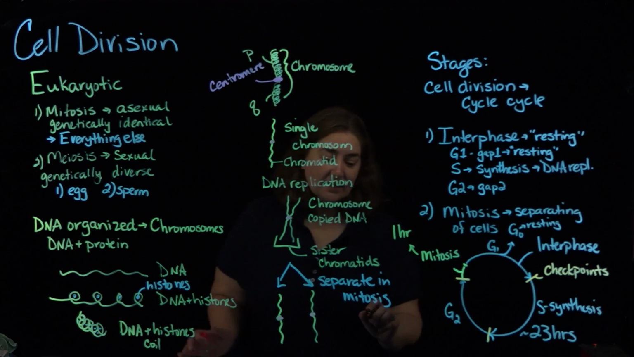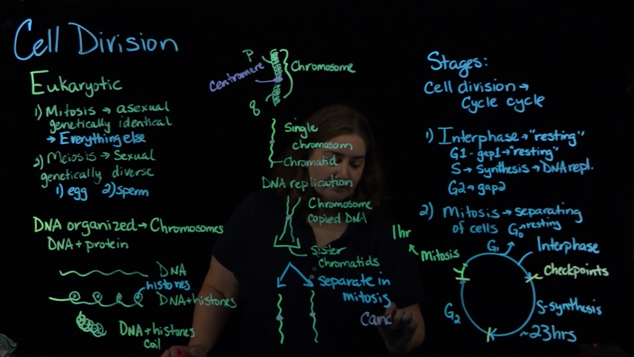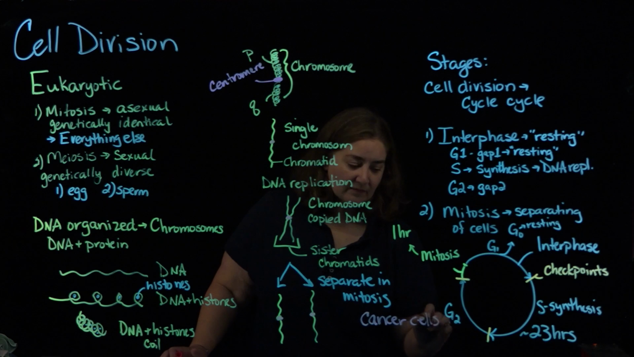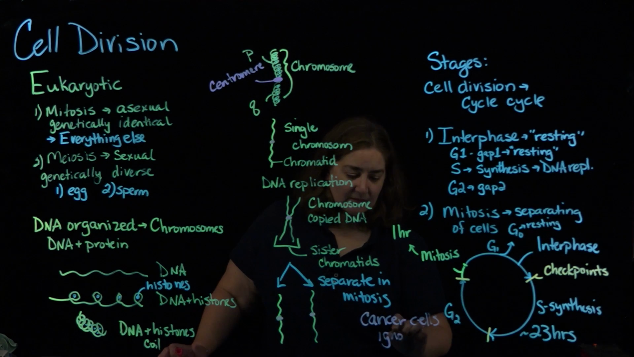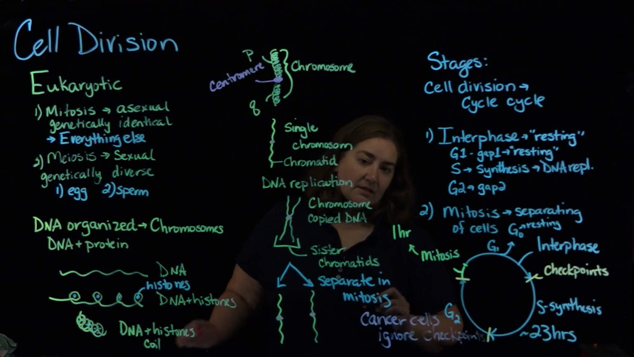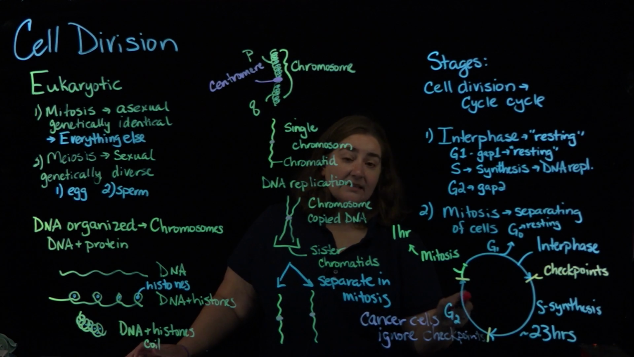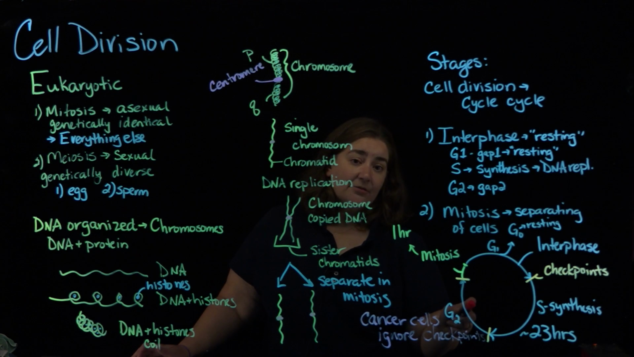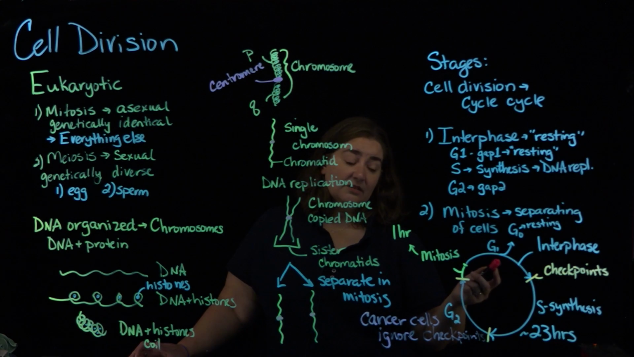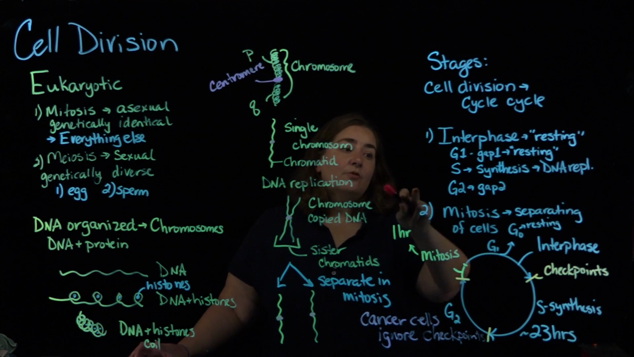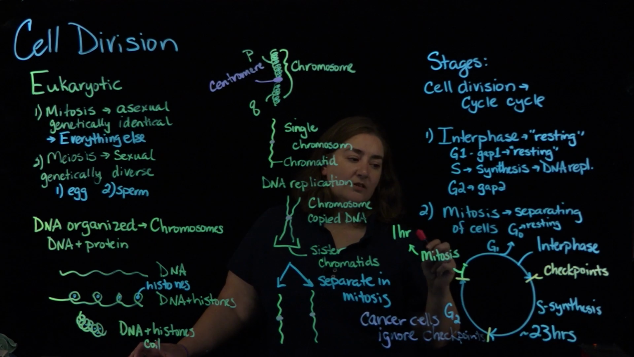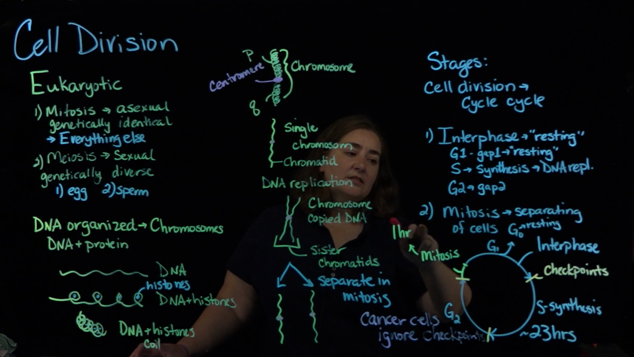Typically what happens with cancer cells is those cancer cells ignore the checkpoints. So they just kind of speed on past. And what that does is that increases the likelihood of mutations gathering and passing those mutations on to the next cells, okay? So that just kind of gives you a quick overview of overall stages with interphase and mitosis.